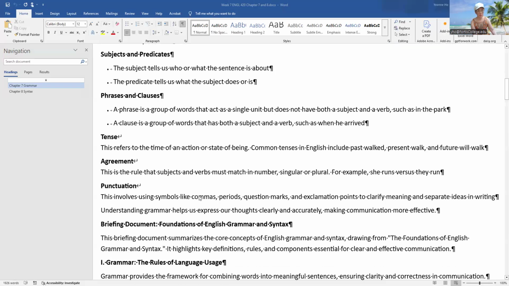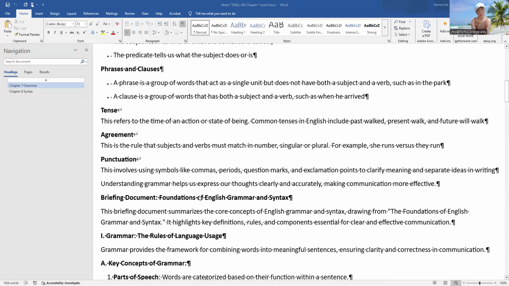Agreement. This is the rule that subjects and verbs must agree and match in number, singular or plural. So when you have a singular subject, you have a singular verb. If you have a plural subject, you have a plural verb. For example, she runs versus they run. Punctuation. This involves symbols like commas, periods, question marks, and exclamation points to clarify meaning and separate ideas in writing. Understanding grammar helps us express our thoughts clearly and accurately, making communication more effective.